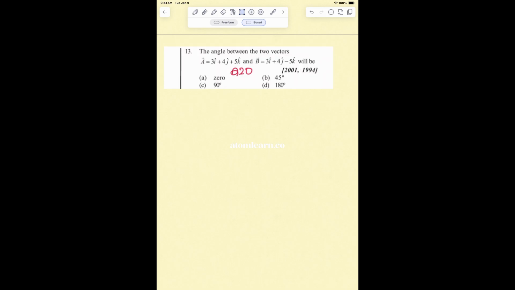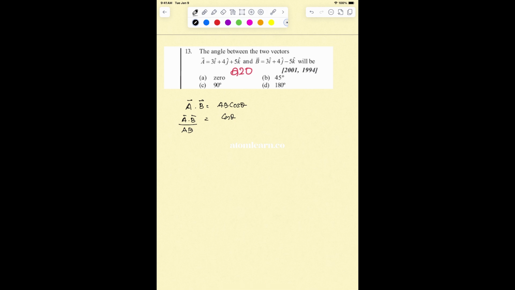Do the next sum, question 20. The angle between two vectors, A equal to 3i cap plus 4j cap plus 5k cap, and B equal to the given vector, will be how much? Now, how to find the angle? If you take a dot product, A dot B is going to give you AB cos theta, and therefore cos theta is given by A dot B by AB. AB is modulus of A into modulus of B. This gives you cos theta, and once you know cos theta, you can find theta.